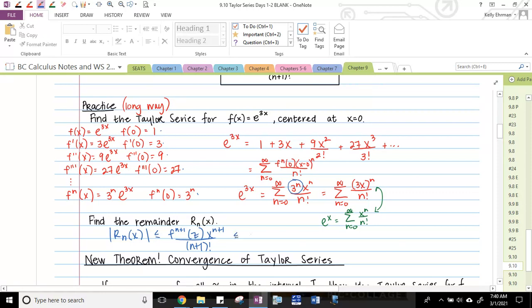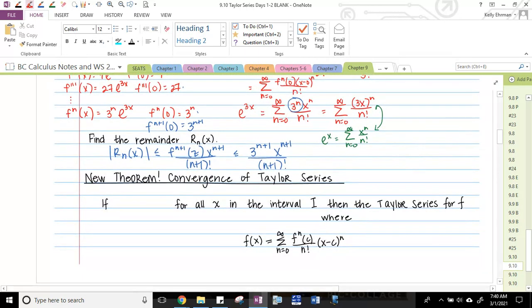So it's just going to be 3 to the n plus 1 because the nth derivative is 3 to the n. So the n plus 1th derivative at 0 is 3 to the n plus 1. Anyway, it's 3 to the n plus 1, x to the n plus 1 over n plus 1 factorial. And you could make that 3x the quantity to the n plus 1 if you wanted.